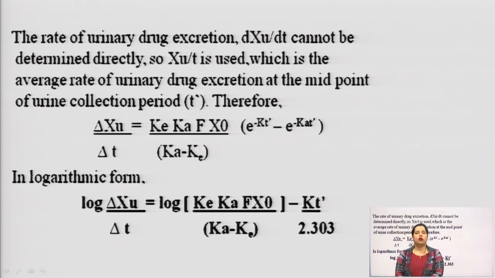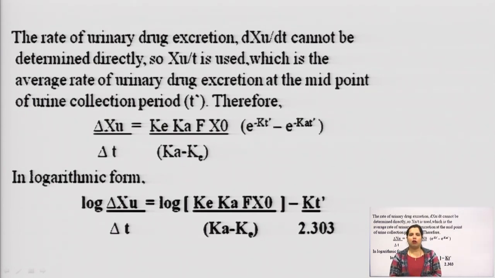The rate of urinary drug excretion d x u by d t cannot be determined directly. So, delta x u by delta t is used, which is the average rate of urinary drug excretion at the midpoint of urine collection period. So, we have to collect urine samples at different time intervals to identify the unchanged drug amount in the particular sample, and then we take the total cumulative values, summing up all the samples, to have the exact amount of drug excreted through urine. That is why d x u by d t cannot be determined directly at one point of time. So, we have to take multiple samples.